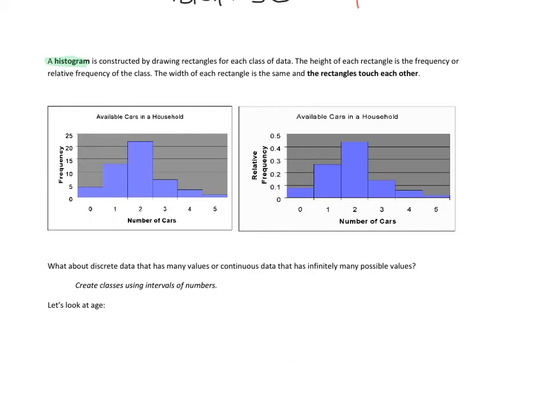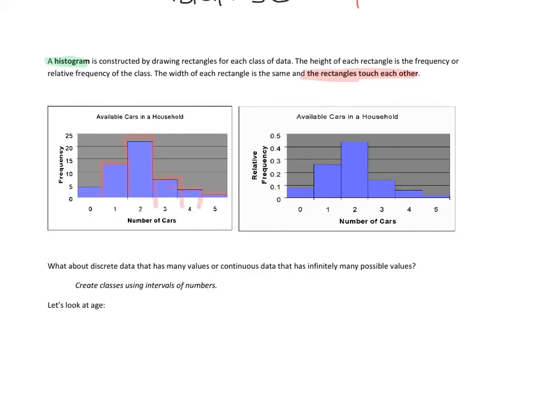Let's check out the definition. It's constructed by drawing rectangles for each class of data. The height of the rectangle is the frequency or relative frequency of the class. The width of each rectangle is the same. And the rectangles touch each other. And this is going to be something I look for. If I ask you guys to draw a histogram, I want to make sure there's no space in between the bars.